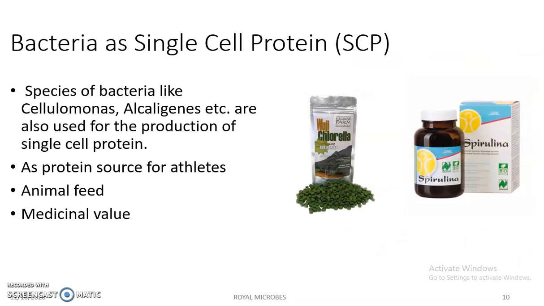Next, bacteria can be used as single cell proteins. Single cell proteins are the dried bacterial biomass, which are rich in protein content. Species of bacteria like Cellulomonas, Alcaligenes, etc. can be used for the production of single cell protein, and this is given as a protein source for athletes, and it can be given as animal feed and is also having medicinal value.